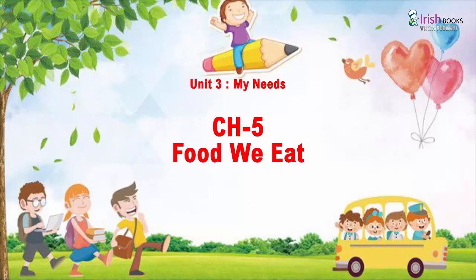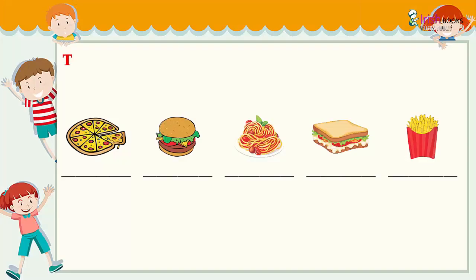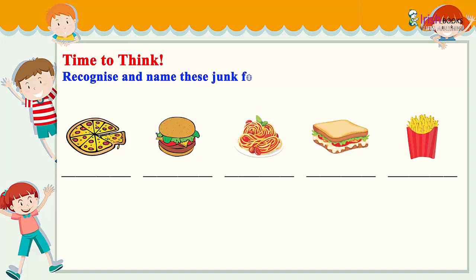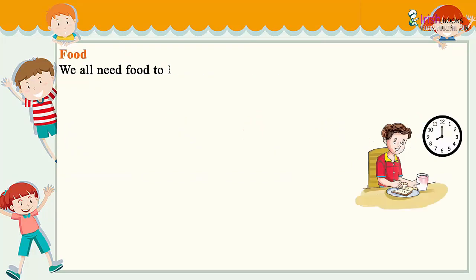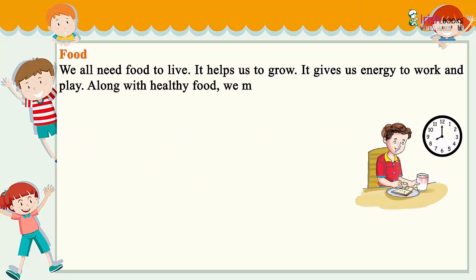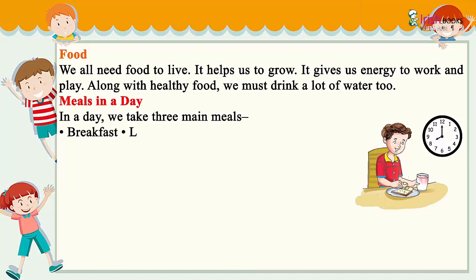Unit 3, My Needs. Chapter 5, Food We Eat. Time to think. Recognize and name these junk foods. Food. We all need food to live. It helps us to grow. It gives us energy to work and play. Along with healthy food, we must drink a lot of water too.